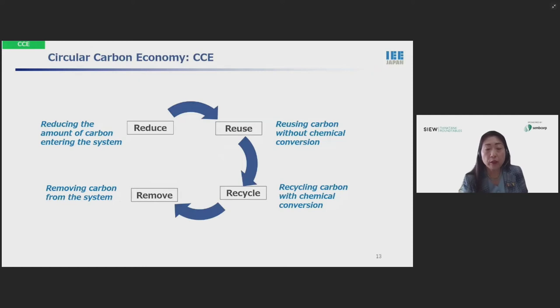Circular carbon economy, CCE, is a holistic approach to manage carbon emissions as a closed circular system. CCE aims to utilize all available emissions reduction technologies by the 4R steps: reduce, reuse, recycle, and remove. Our CCE scenario assumes the utmost adoptions of 4R technologies for carbon neutral use of fossil fuels, with all other assumptions based on the advanced technologies scenario.